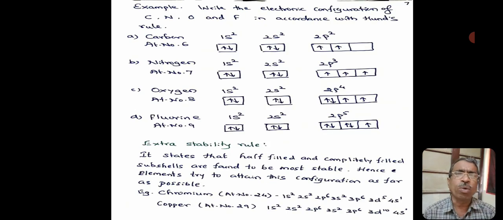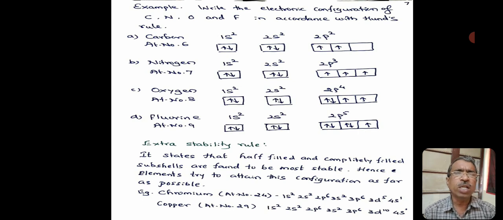Now, here I have shown the Hund's rule explanation. If I take the atom carbon, its atomic number is 6, and its electronic configuration will be 1s2, 2s2, 2p2. Here, the 1s contains 2 electrons, hence they have opposite spins. 2s also has opposite spins, and when the 2 electrons are present in the 2p, these 2 electrons will go into the px and py orbitals singly.